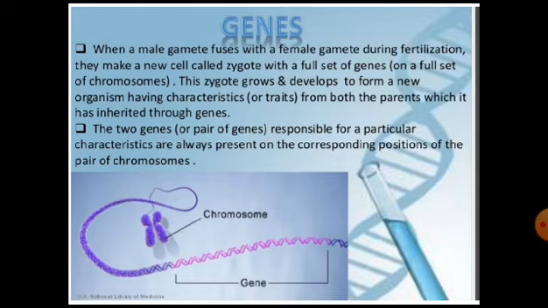Now, only those characters or traits will be expressed for which the genes are in a dominant state. The two genes, or a pair of genes, responsible for a particular characteristic or trait are always present on the corresponding position of the pair of chromosomes. The pair of chromosomes which have similar composition, that means a similar set of genes, is known as a homologous pair of chromosomes.